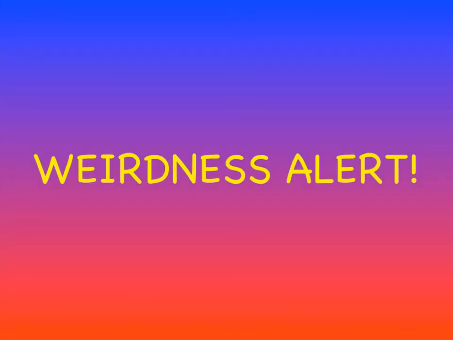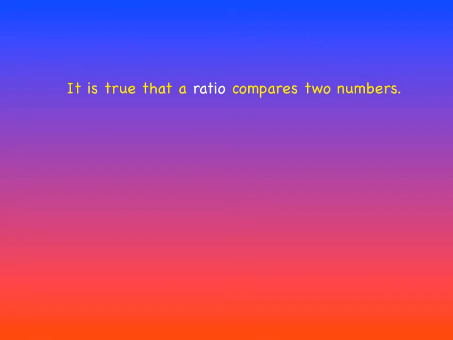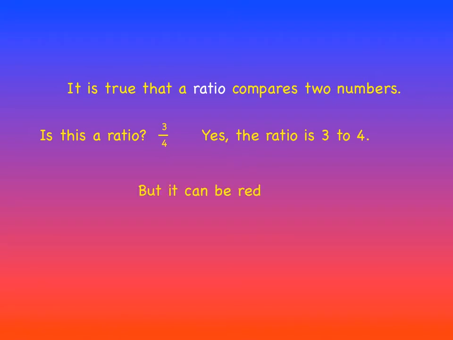Okay, weirdness alert. What you're about to see is disturbing. It's true that a ratio compares two numbers. So is this a ratio? Well, yeah. The ratio is 3 to 4. But it can be reduced. And you're thinking, what? You can't reduce 3/4. You can. Divide them both by 4. You get a decimal on the top and a 1 on the bottom. So, yeah, our ratio is now 75 hundredths to 1.